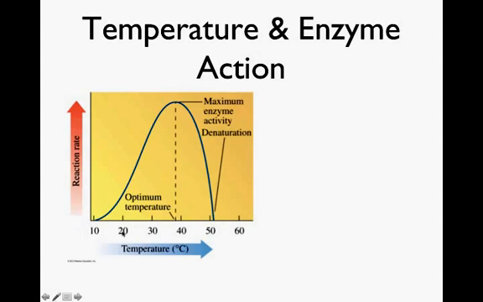And then I say, is it working better at 20 degrees Celsius than it was at 10 degrees Celsius? You can pause and think about that. And the answer is that yes, it is working better because the blue line here is up higher than it was at 10 degrees Celsius. So the enzyme is working better at 20 degrees Celsius.